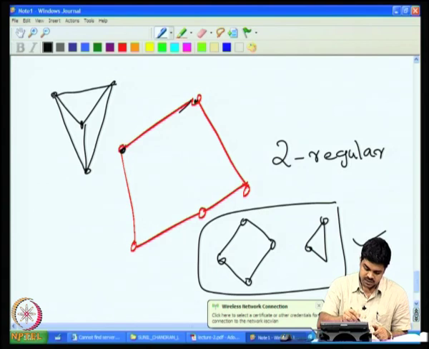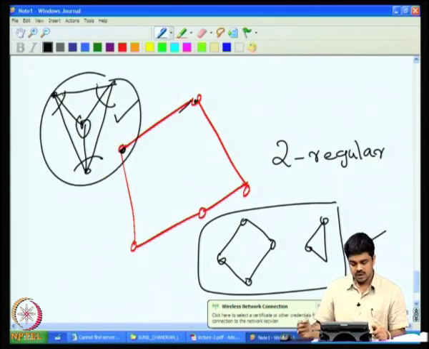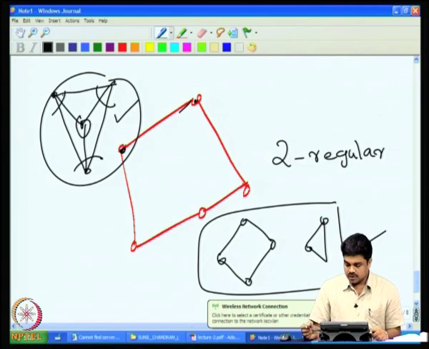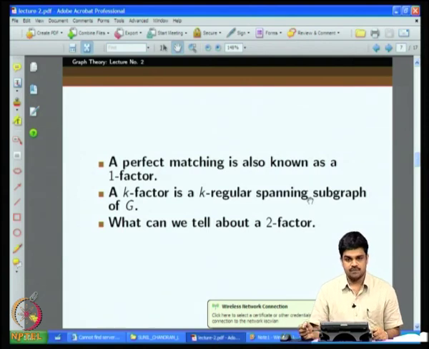So, the degree of this vertex is 3, there are 3 edges incident on this vertex, here also 3, here also 3. So, this is a 3 regular graph. So, regular means that, and another word that we have used here is spanning subgraph. So, we already know what a subgraph is.